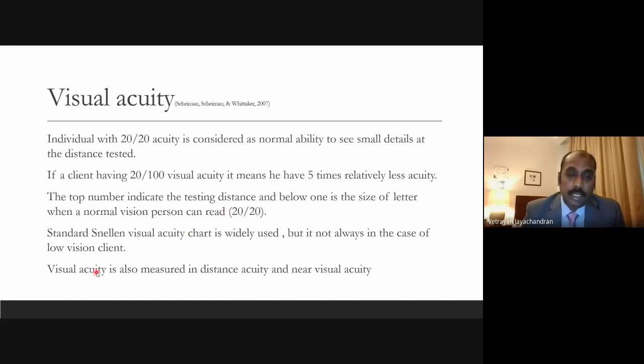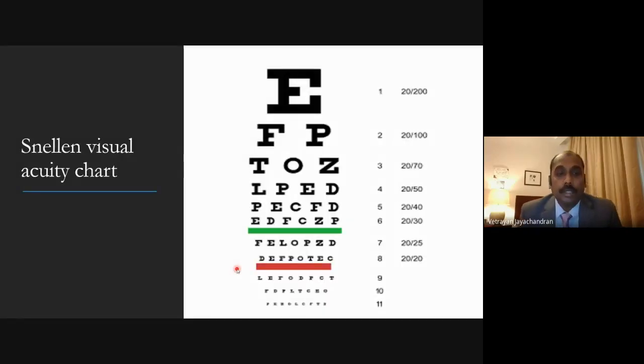Visual acuity can be measured in two types. One is distance acuity, and the other is near visual acuity. The Snellen chart is mainly based on distance acuity. So this is a Snellen chart. You can see the 20/20 letters; they are very small. The person can read the letters from the 20 meter distance, and if the person can read this, then it's normal acuity.